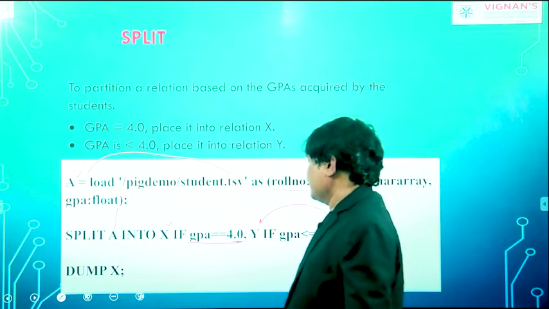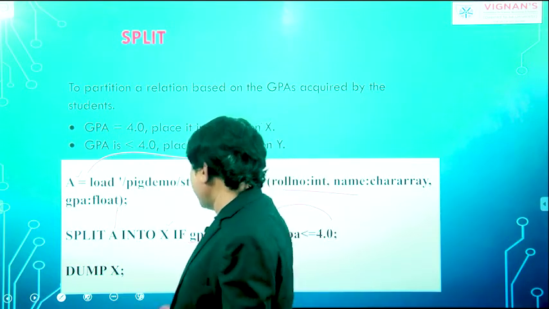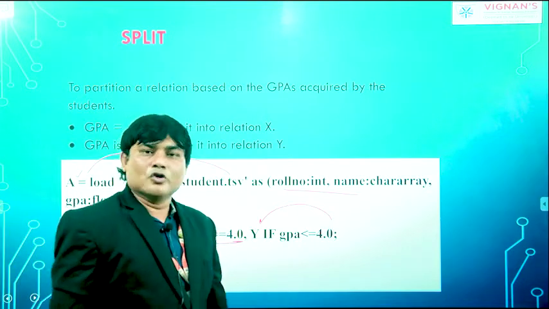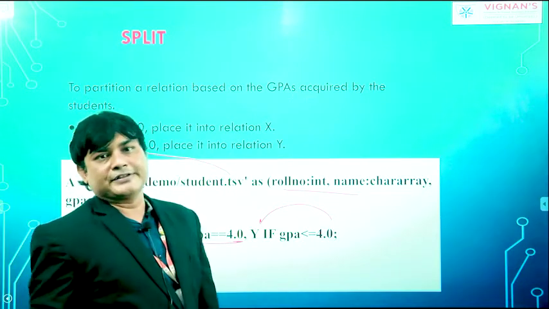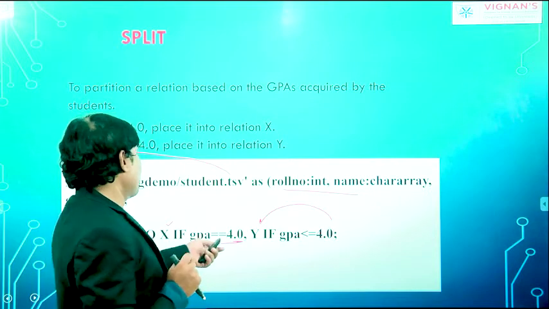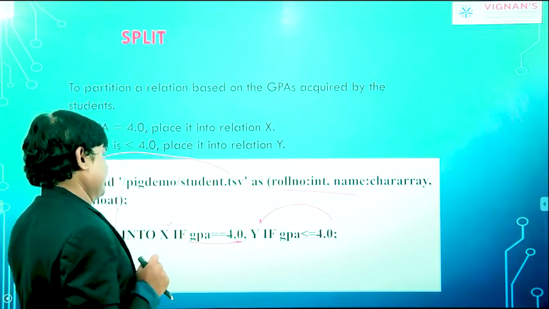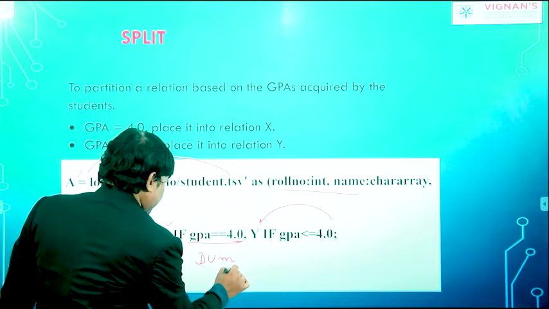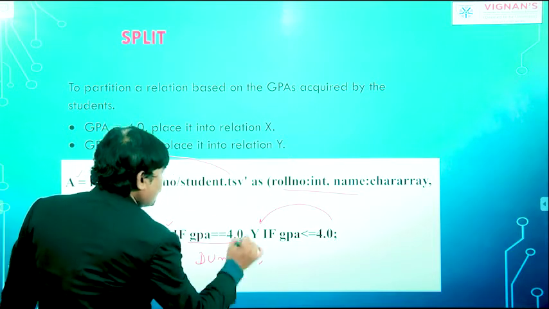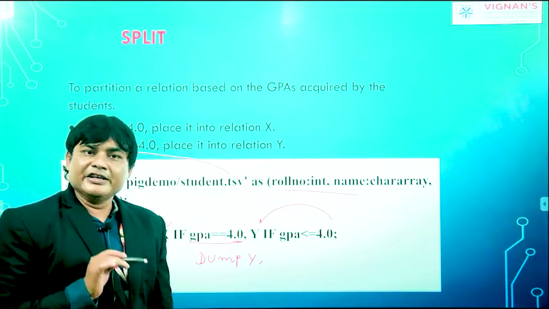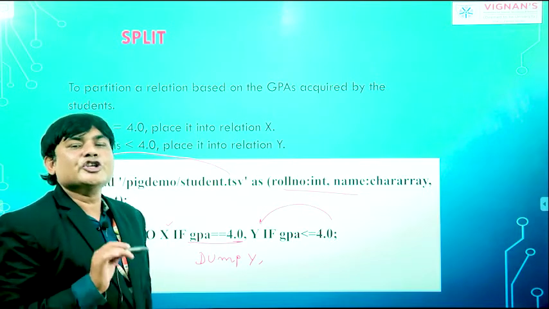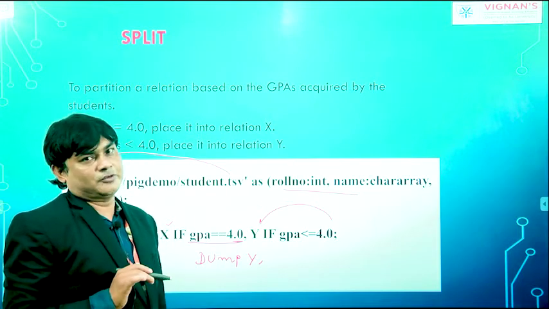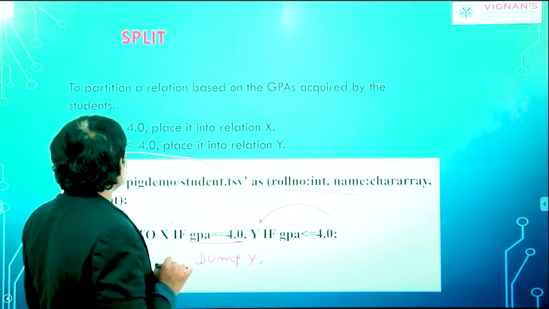Now if I put dump X, what happens? I am getting those tuples, those records of the students whose GPA is 4.0. What happens if I give dump Y? Dump Y will display the result of those students who have GPA less than 4.0.